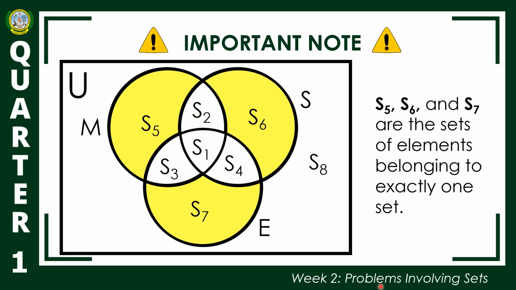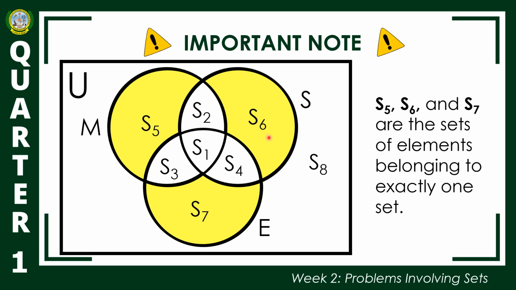S sub 5, S sub 6, and S sub 7 are the sets of elements belonging to exactly 1 set. Sa ating Venn diagram, ito yung mga non-overlapping portions ng mga circles. Halimbawa, S sub 5. S sub 5 contains the elements that can be found in M only. Take note of that. Ang keyword po natin is only. Ibig sabihin nun ay kay M lang matatagpuan.